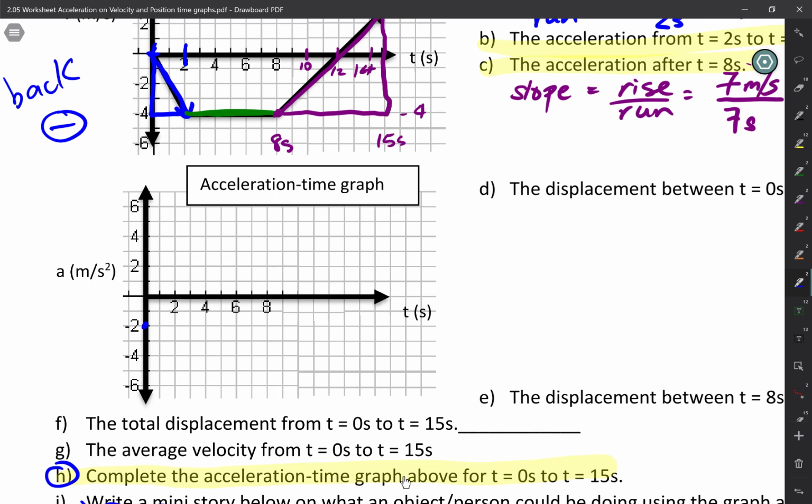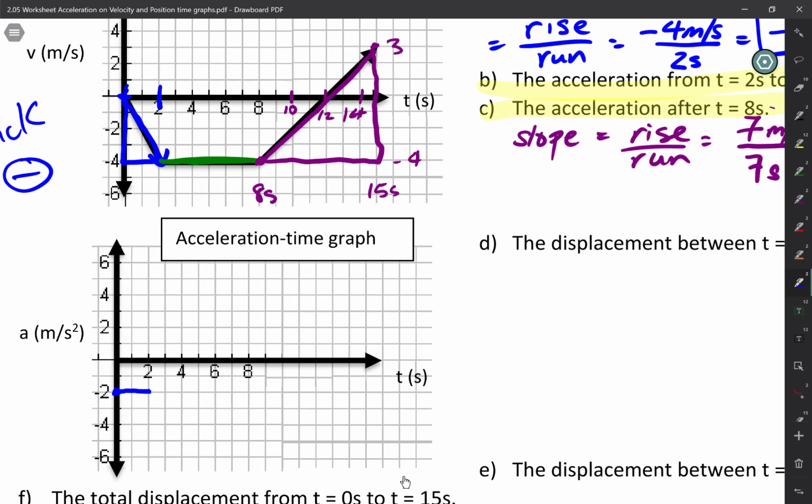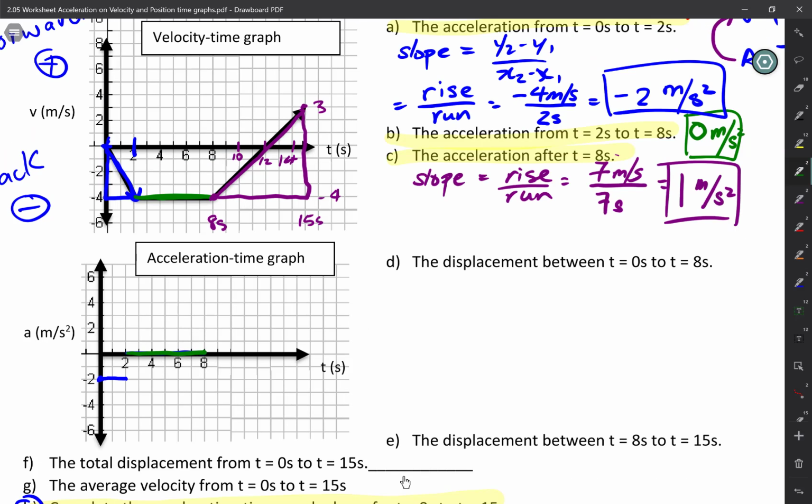And the acceleration is constant. It is not changing. It's always -2 meters per second squared at 0 seconds, 1 second, and all the way to 2 seconds. So all we need to do is just draw a straight line. That's it, because the acceleration isn't changing. It's at -2 meters per second squared. Then the acceleration drops down to 0, so the guy just remains at constant speed. The acceleration is just 0 all the way until 8 seconds. And then C, from 8 seconds to 15 seconds, his acceleration is 1 meters per second squared, also constant.